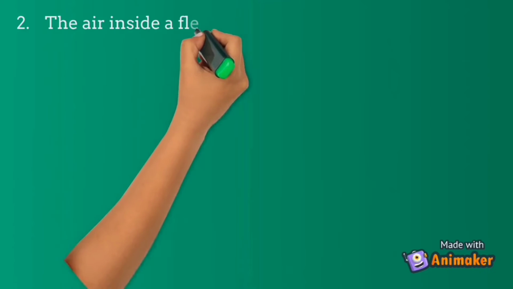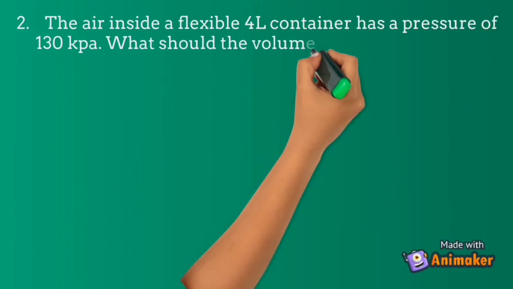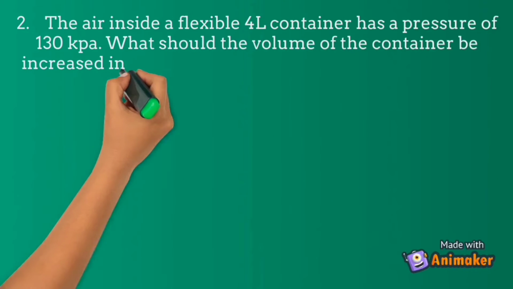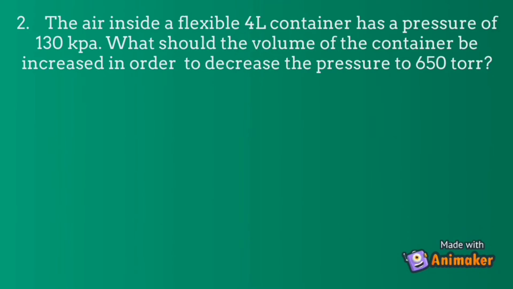And here's our second problem. The air inside a flexible 4-liter container has a pressure of 130 kilopascal. What should the volume of the container be increased in order to decrease the pressure to 652?